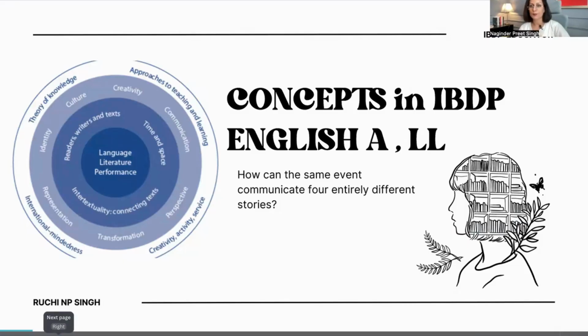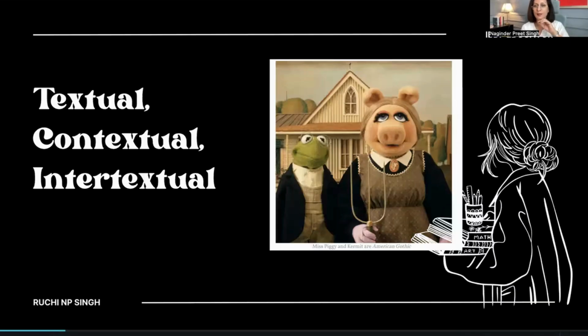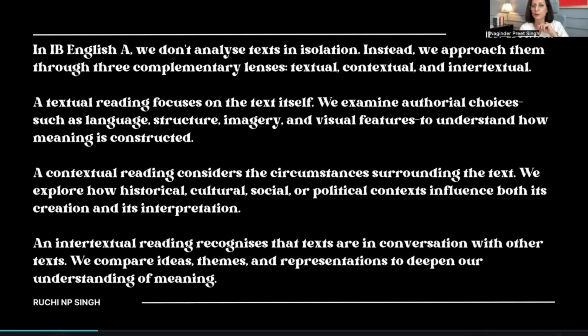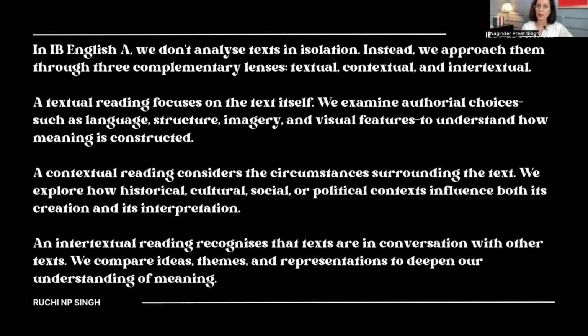Concepts in the IB. How can the same event communicate 4 different stories? We'll take one example and understand that. In the IB, we focus on what is textual, contextual, and intertextual. These are different ways of looking at a text. Let me break that down for you. In the IB, we do not analyze texts in isolation. We approach them from different lenses: textual, contextual, and intertextual.